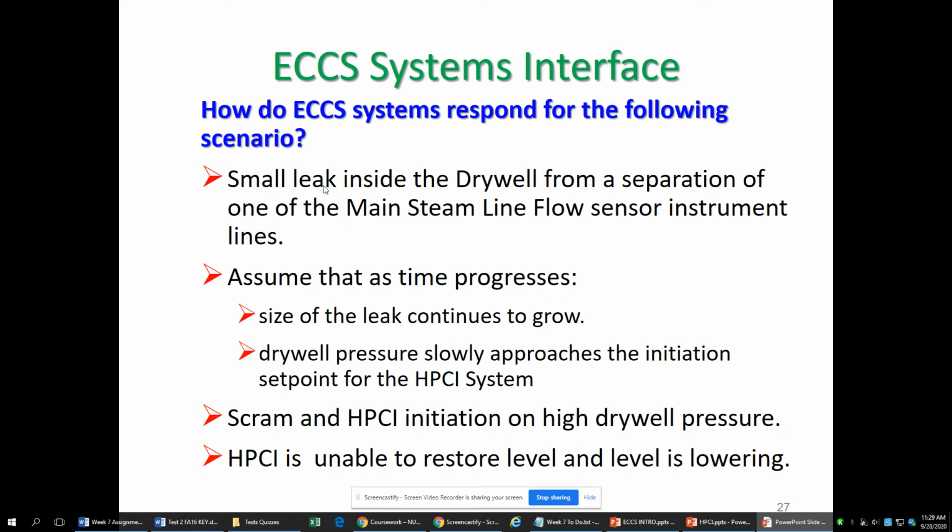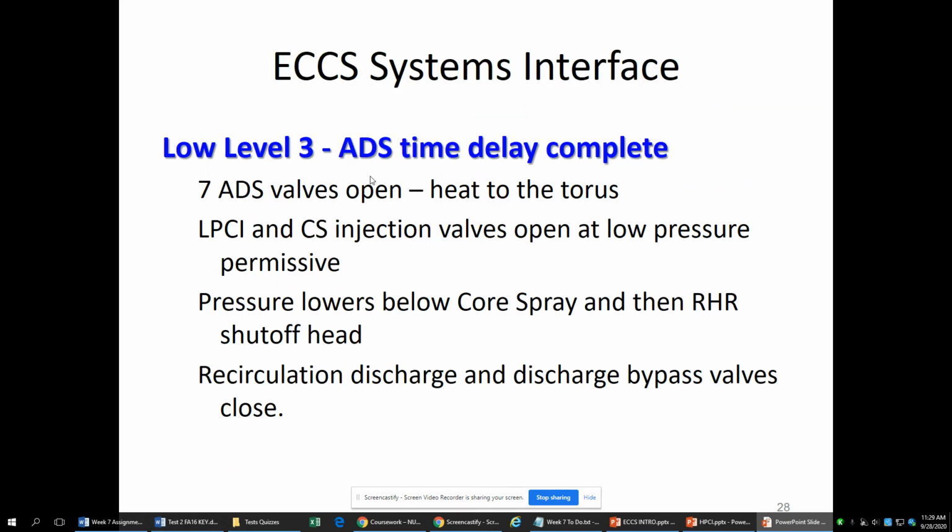If we have a small leak, what system is going to kick on? It's going to be HPSI. If the leak continues to grow, then I'm going to get my lower pressure systems to kick in. So SCRAM and HPSI initiation, if I sense this high drywell pressure, and if HPSI doesn't restore level, then I'm going to have low level 3, and that's going to cause my ADS valves to open and lower that pressure, and it's going to cause LPCI and core spray to be able to inject.